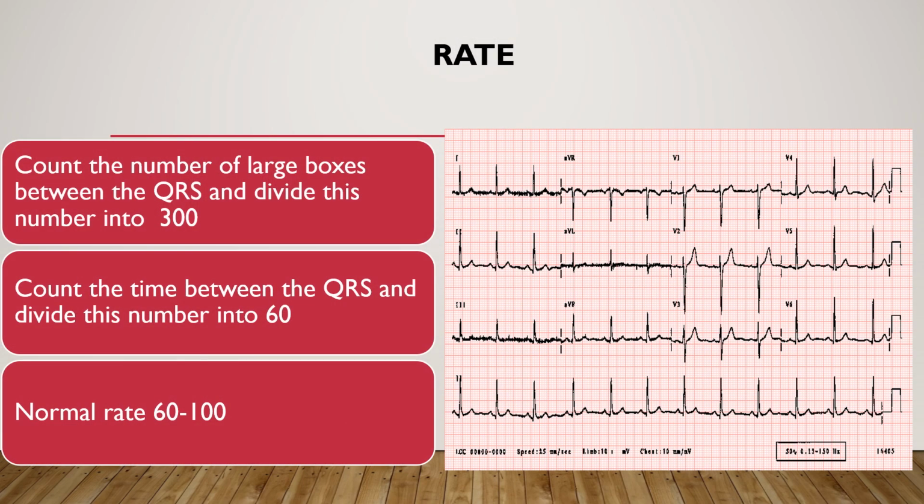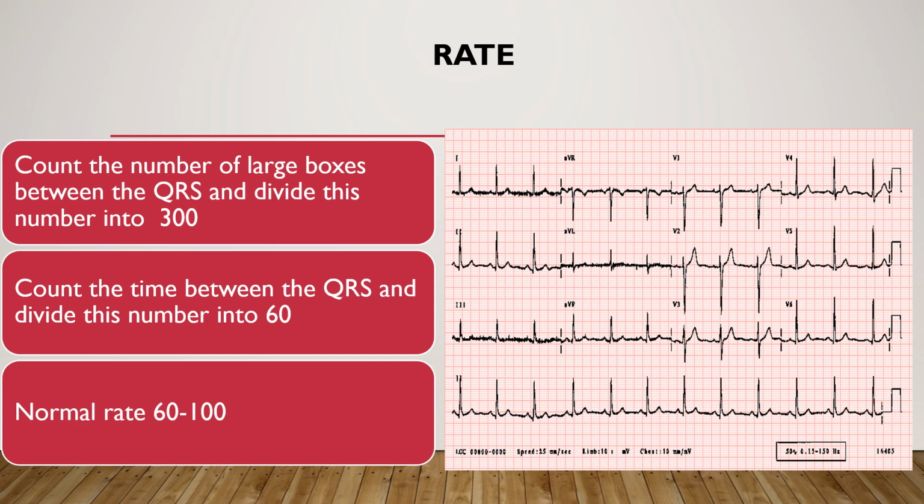So how do we get the heart rate? Obviously, the EKG machine can do that for you, but there are different ways you can calculate the number yourself. You can count the number of large boxes between the QRS complexes, and divide 300 by this number. For example, if between two QRS complexes there are two large boxes, you divide 300 by 2, and you get a heart rate of 150.